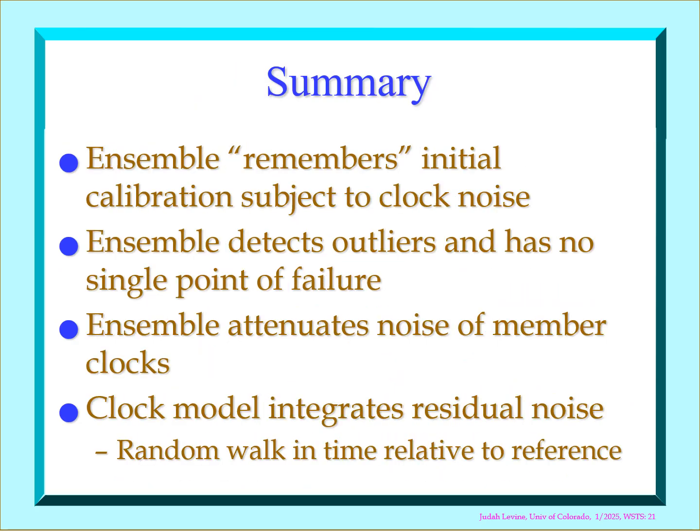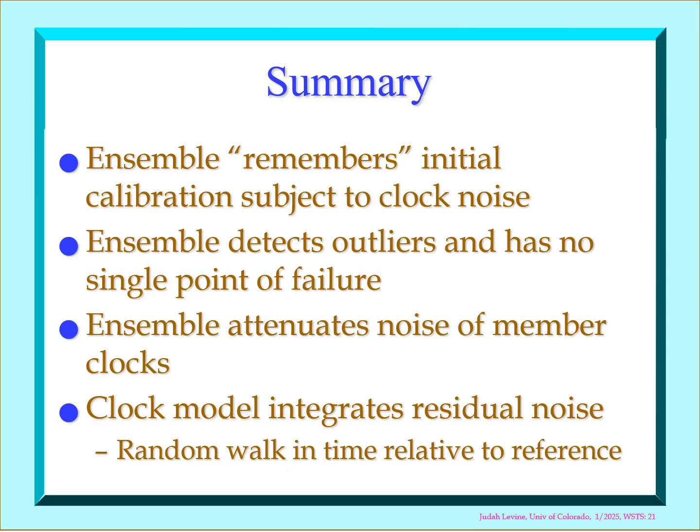So let me summarize. The ensemble remembers the initial calibration as best as it can, subject to clock noise. The ensemble detects outliers because I have a whole bunch of clocks which are providing estimates of the ensemble, and I can decide if one of them disagrees with all of the others, so there's machinery I can build into the ensemble for detecting outliers. It has no single point of failure. I have n estimates of the clock of the ensemble, and if one of them fails, well, I have n-1 estimates, so it doesn't make much difference.